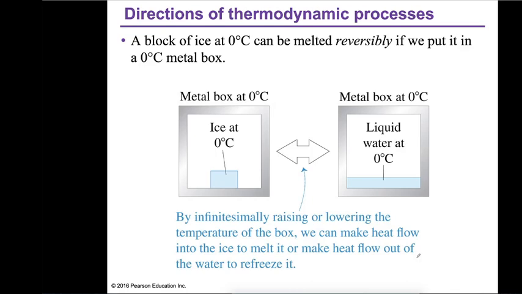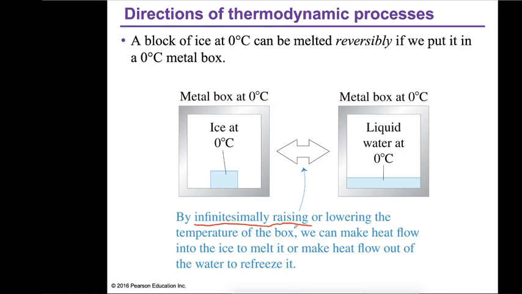Now let's see another process, which is a reversible process. Let's put the ice into the box. The ice temperature is 0 and the box temperature is also 0. And this block of ice can be melted reversibly if we put it in this box and infinitesimally raise or lower the temperature of the box. By infinitesimally raising the temperature of the box, you can make the ice into water.